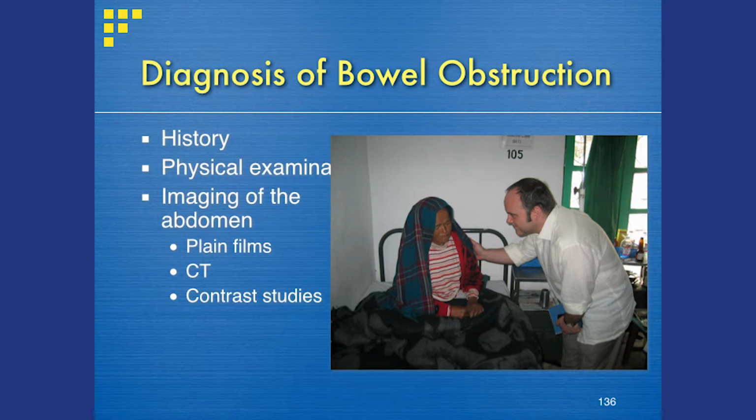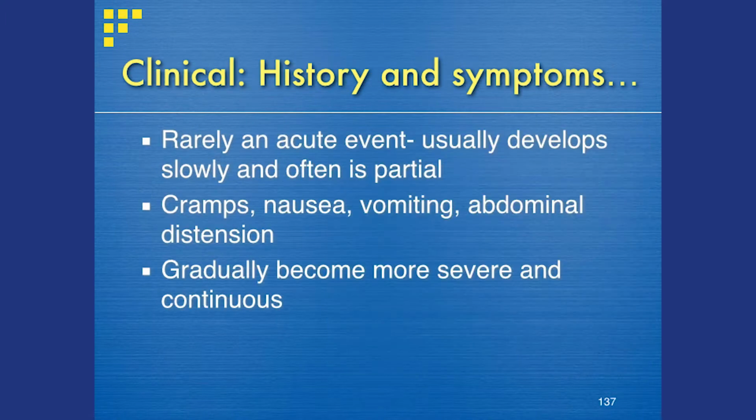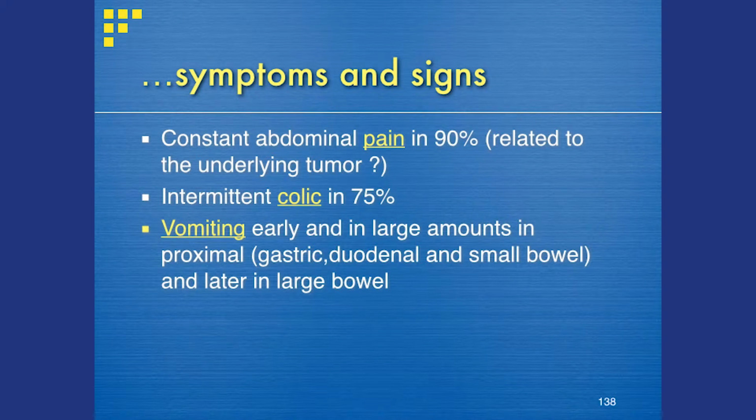So when you diagnose it, the usual history and physical and imaging. Now for you guys, the imaging will be more challenging, and we'll talk a bit about that later. In this patient population, this is not so much of an acute event as you learn in the emergency room or in family practice. This often develops over days or even a week or two. The usual symptoms, cramps, nausea, vomiting, and it gradually becomes more severe and continuous.